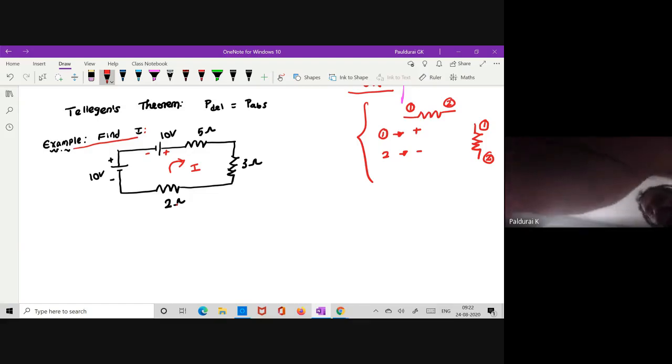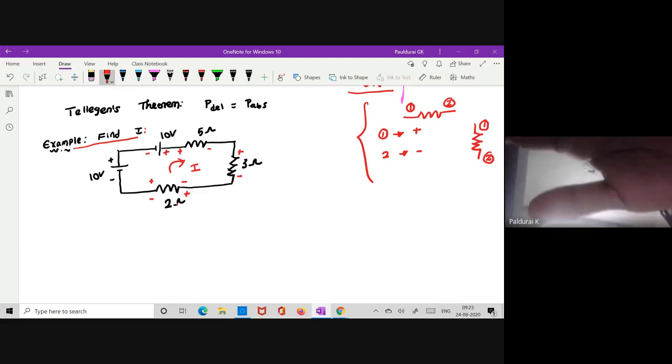Similarly here, there is no polarity, but for calculation purposes, always this is positive and this is negative. So now this is positive, this is negative. Now my question: positive to negative, which one, upper or lower one, which one will you choose?